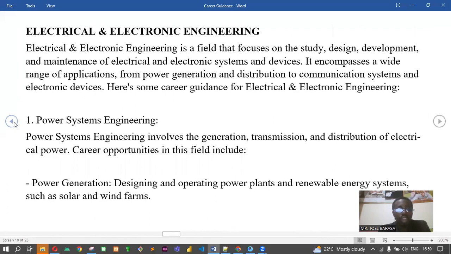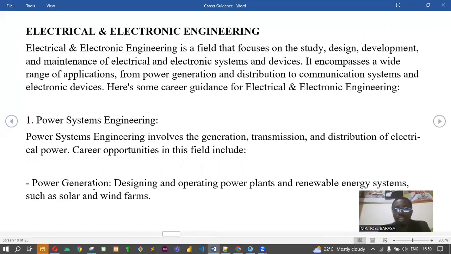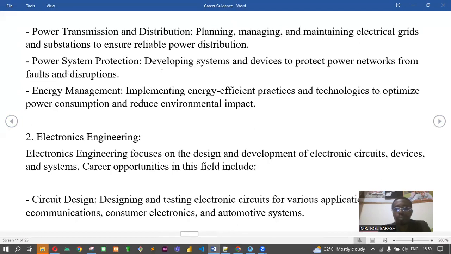Electrical and electronic engineering, I've said that they deal with the power systems engineering, like power generation. They deal with the power transmission and distribution, now dealing with Kenya Power. But you must know that Kenya Power deals with distribution, not production. Production is being dealt by KenGen and other companies that are there. Then power system protection, developing of systems and devices to protect power networks and so on, identifying the faults and disruptions, like these power distribution stations, all of that is for you.